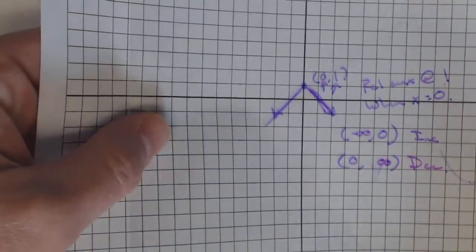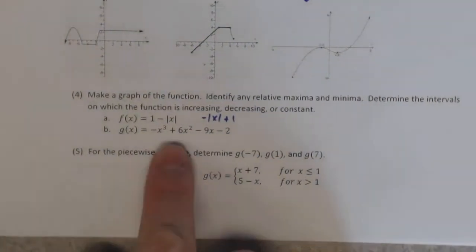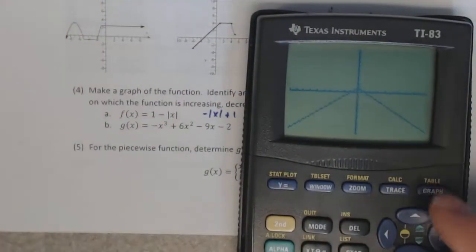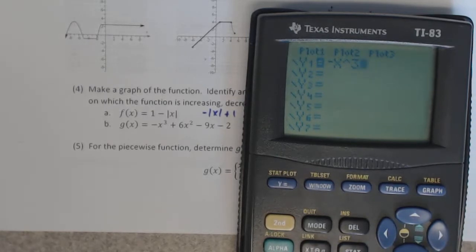All right, let's check out the other one. Oh, good Lord, how are we going to graph that? A polynomial. Well, we can do it by hand, or we can do it with a calculator. Let's see what the calculator says. Negative x to the third plus 6x squared minus 9x minus 2. Graph it.